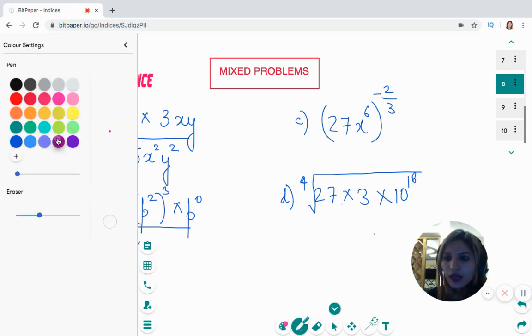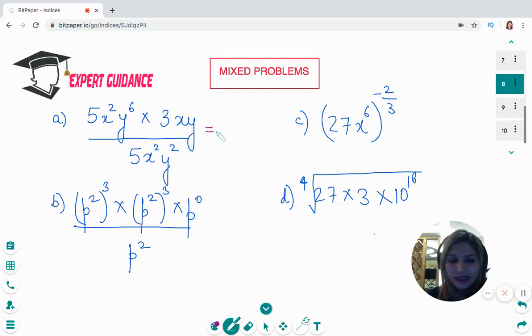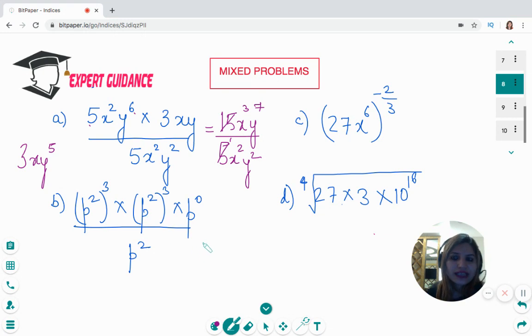In the first one, we'll first solve the numerator. So it's the multiplication. The law of addition we'll use. 5 times 3 is 15. X squared times x is 2 plus 1, which is x cubed. And 6 add 1 is y to the power 7. So the numerator is 15x cubed y to the power 7, and the denominator is 5x squared y squared. Now we'll use the law of subtraction or division. So 15 divided by 5 is 3. x cubed over x squared is 3 minus 2, which is x, and 7 minus 2 is 5. So the answer is 3xy to the power 5.